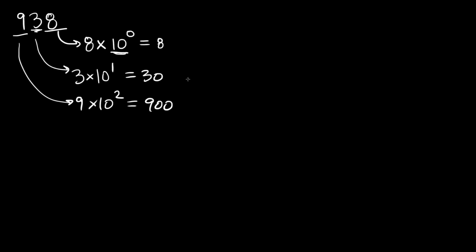Yeah, so then to compute the entire value of this, we just add these values up. So in the ones place, we have 8. In the tens, we have 30. And then in the hundreds, we have 900. So it's 938. And of course, that seems very trivial in the decimal number system. But now let's say that we use the binary number system.